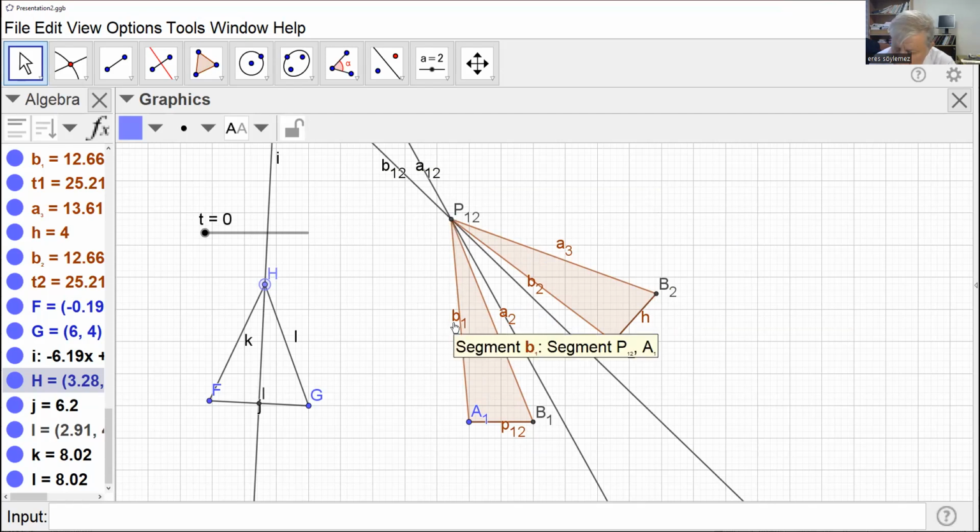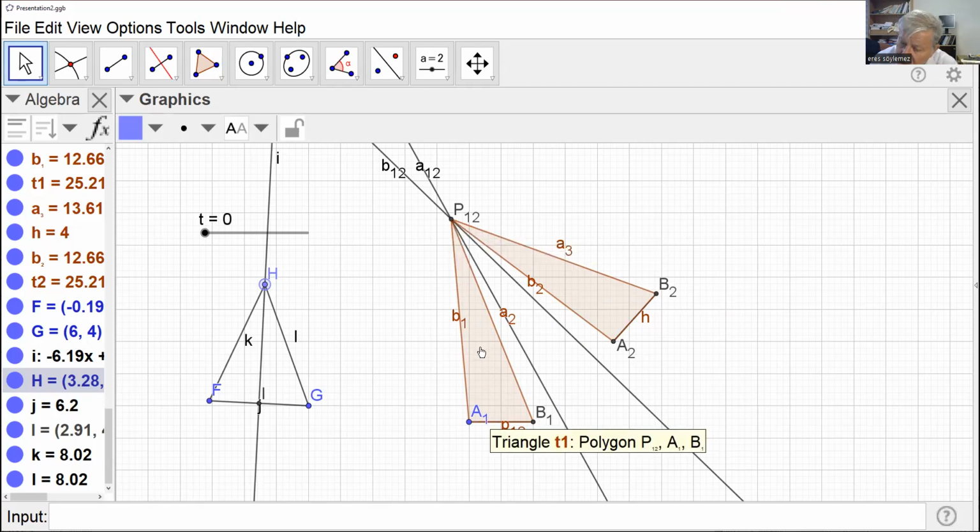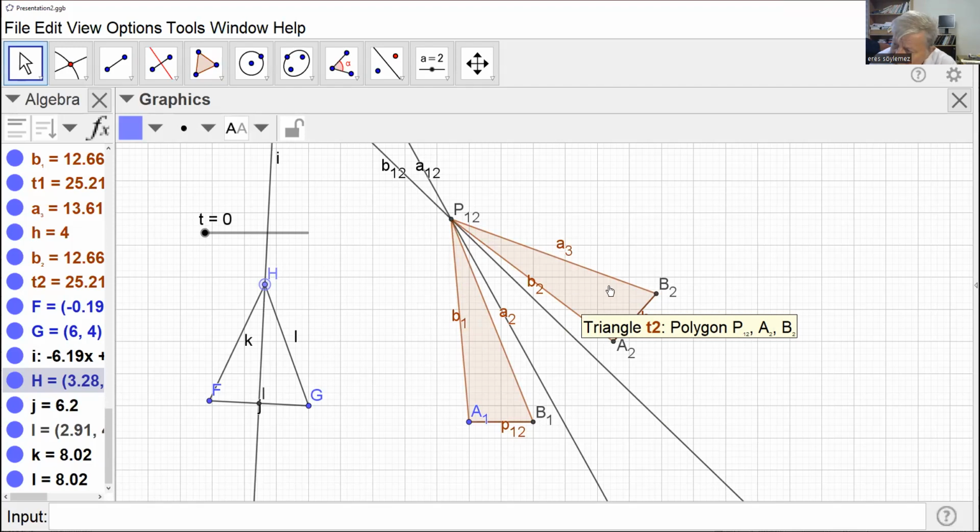This is side B1 is equal to B2, A1A2 is equal to A3. Meaning A1P12 is equal to A2P12, B1P12 is equal to B2P12, A1B1 is equal to A2B2. That means these two triangles are exactly the same, which means this rotation with P12 fixed, these two triangles are exactly equal. The motion occurs without any deformation of the moving plane.